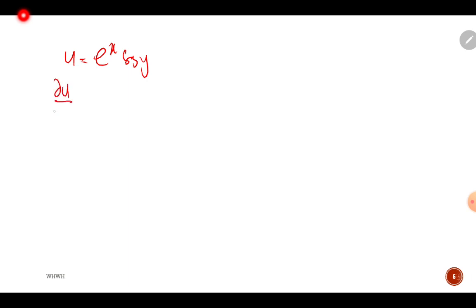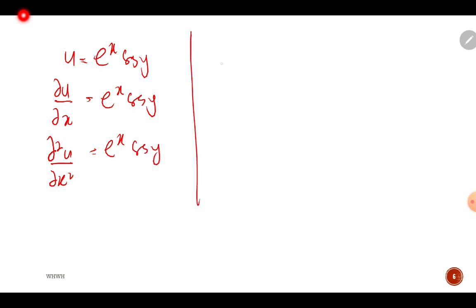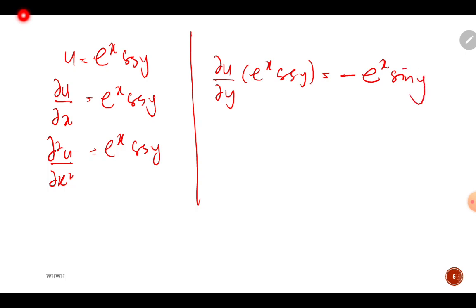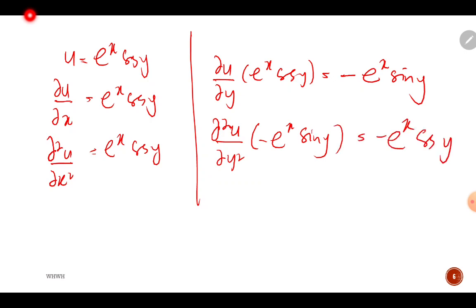Let's check. Del u over del x is going to be equal to e to the power of x cos y. Del square u over del x square, again differentiate e to the power of x, kita akan dapat e to the power of x cos y lagi. So try for del u over del y, differentiate e to the power of x cos y ni with respect to y, kita akan dapat negative kan, because differentiate cos we get negative sin y. So saya letak siap-siap negatif kat depan tu. And for del square u over del y square of negative e to the power of x sin y, we get negative e to the power of x cos y.